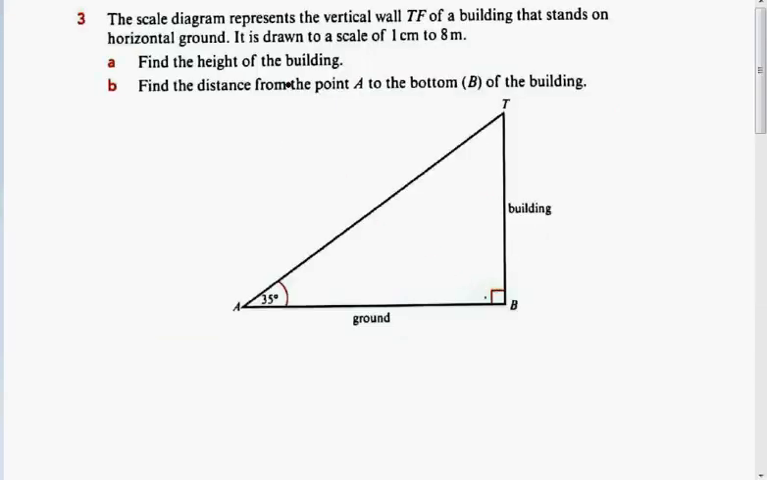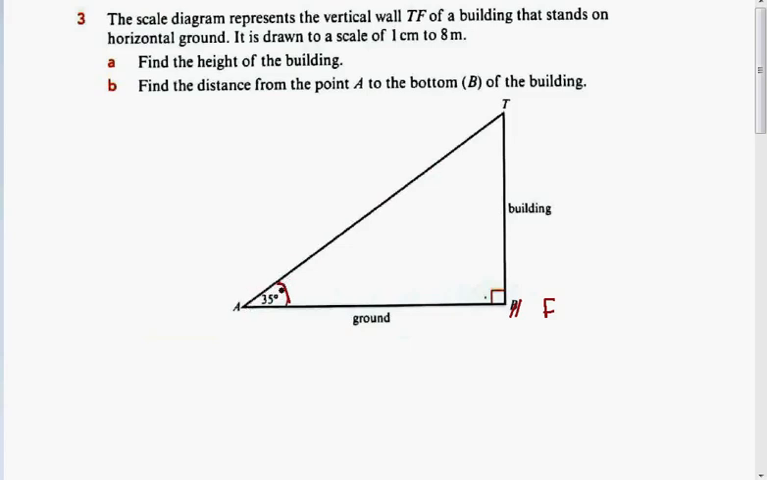Question number 3. The scale diagram represents the vertical wall TF of a building that stands on horizontal ground. It is drawn to a scale of 1 cm to 8 meters. Find the height of the building. This is A, B and T. This should be F. Now we are given only this much, that is 35 degrees, and we are not going to use sin theta, cos theta kind of trigonometry here. Those things we'll be discussing in the next sections. So we'll do it very much manually.